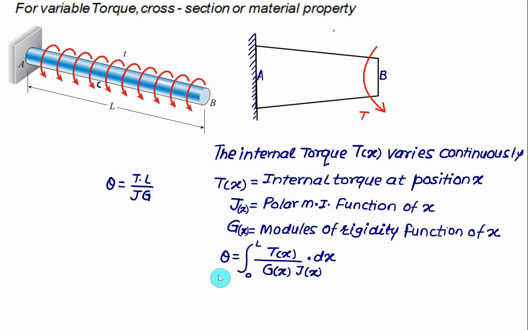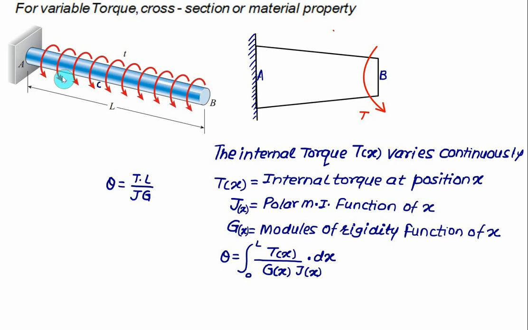We have to just integrate here T(x) as same as this term, then J is replaced as J(x) and G is replaced as G(x). And L will be replaced as dx. So we'll consider here one finite element at distance equal to x. We'll calculate here the elementary value of d theta and we'll integrate that value from 0 to L. In that case we are able to find out the total value of the angle of twist.